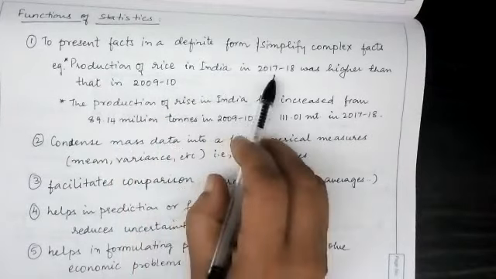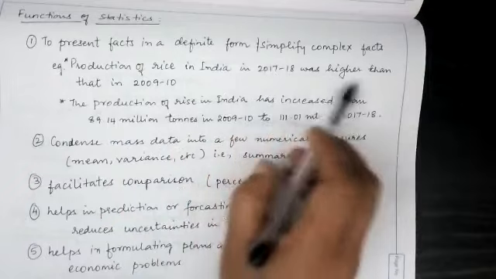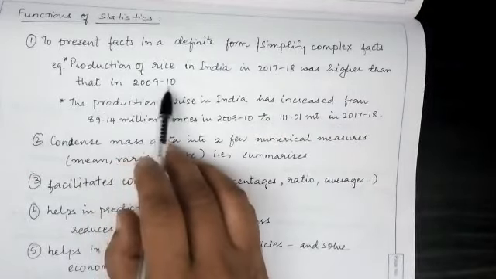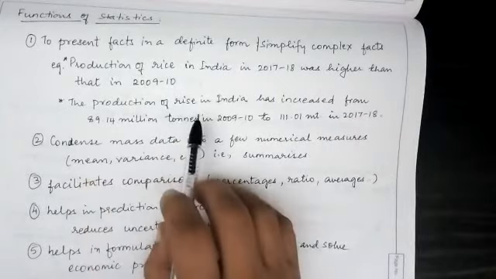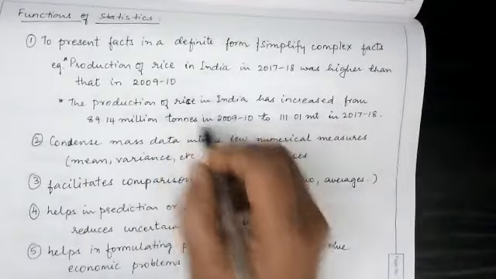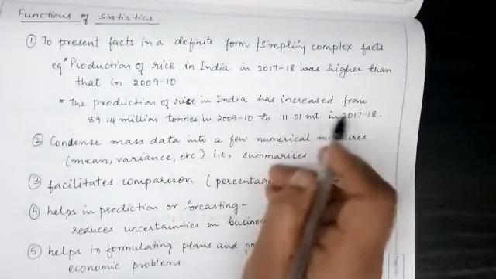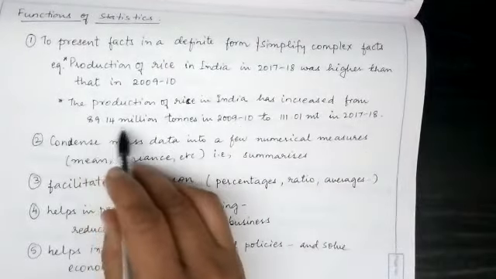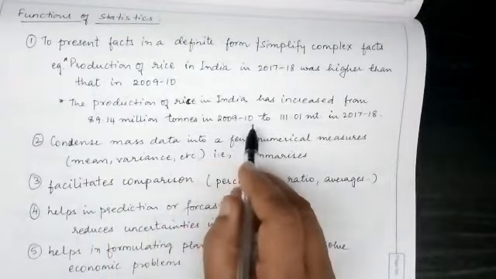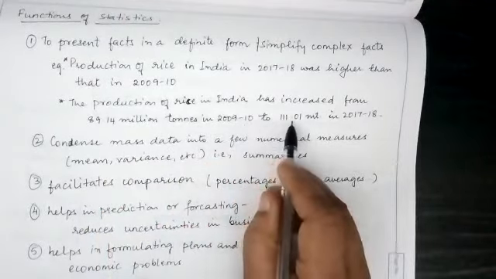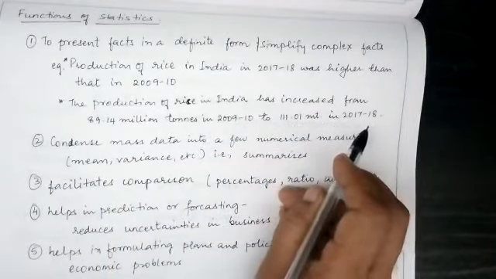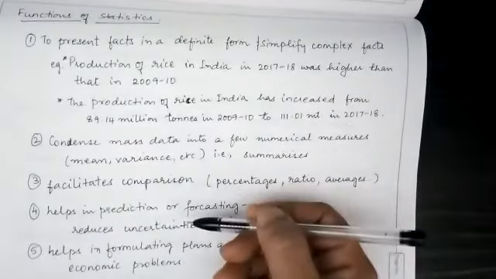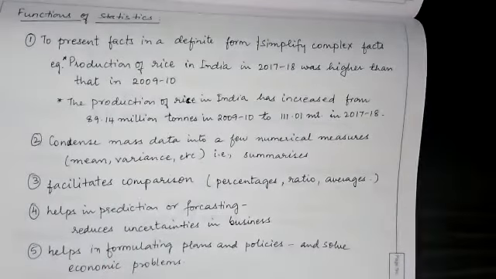Production of rice in India in 2017-18 was higher than that in 2009-10. And another statement says the production of rice in India has increased from 89.14 million tons in 2009-10 to 111.01 metric tons in 2017-18. Which of the following statements do you think precisely presents statistics? Obviously, the second one.